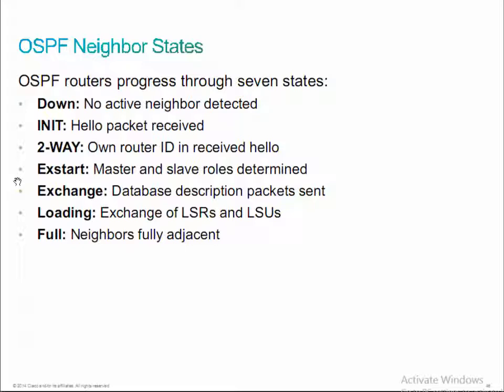So let's say, for example, I wanted to exchange routes. I wanted to become a neighbor with a router, and I'm now in the process of going through the convergence process, right? Rather than send my entire routing database to the neighbor, and rather than my neighbor sending its entire routing database to me, I send a summary of my database, and my neighbor sends a summary of its database to me.